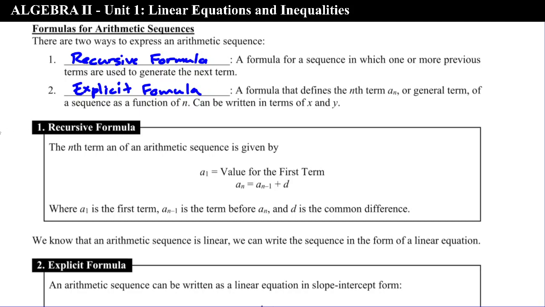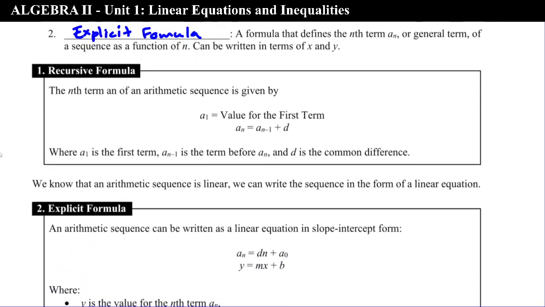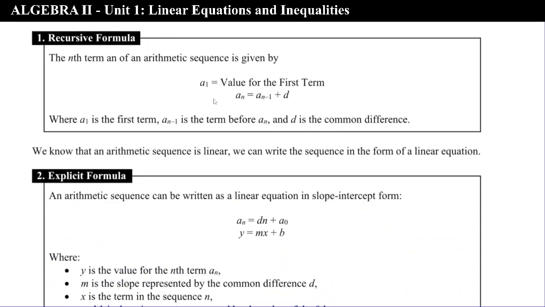So let's talk about recursive formula. This is what it's going to look like. The nth term of an arithmetic sequence is given by a 2-line kind of formula here, okay? So this formula is going to have 2 lines in it. The first line is going to tell you what your a sub 1 term is. So a sub 1 equals whatever that value is for the first term. Then a sub n equals a sub n minus 1, where a sub n minus 1 represents the term preceding a sub n, plus our common difference.